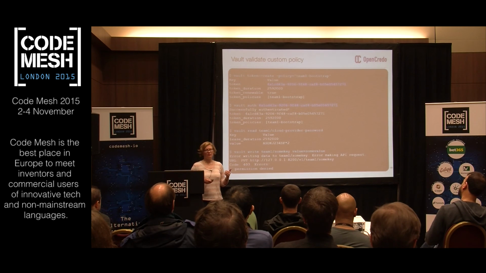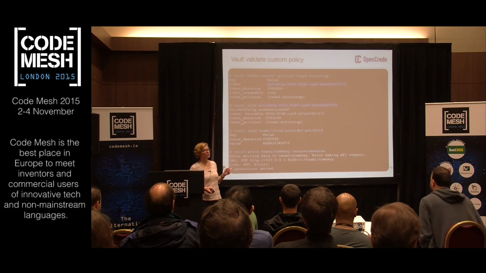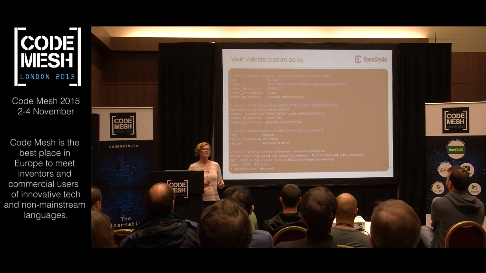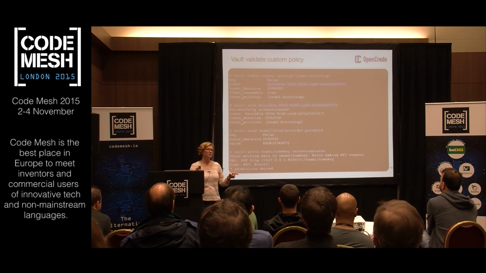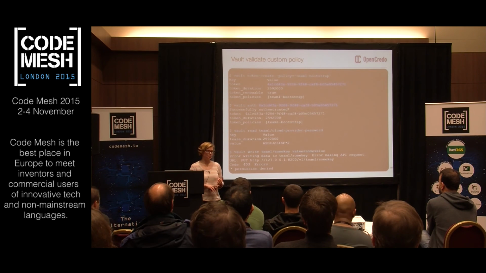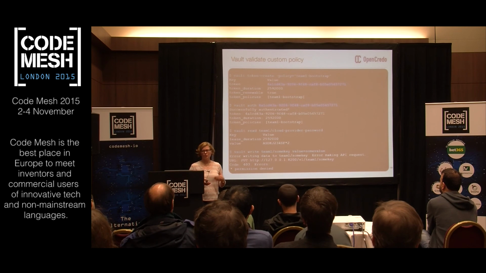Using the command line interface, we can verify this. If I create a token and say this is the policy, this bootstrap policy, it will give me back a token. I can then authenticate with that token, and all the actions I perform after that will have the policy applied to it. So here we're able to read the provider's password under Team 1 because that was allowed. But as soon as we try to write something, it says, no, I'm sorry, you can't do that.